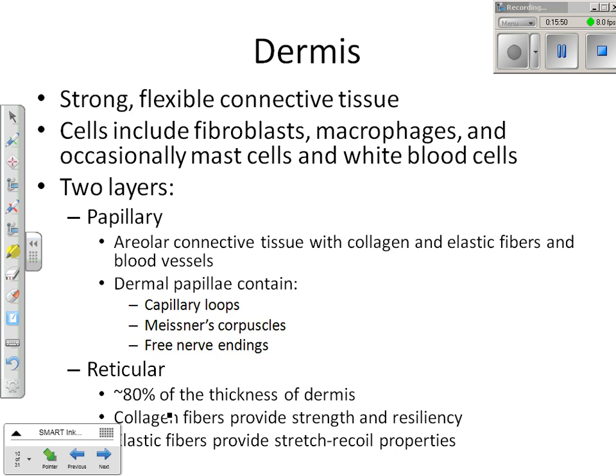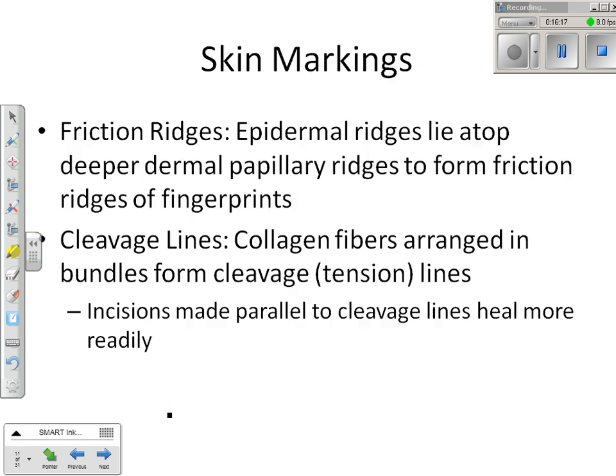You also see Meissner corpuscles and free nerve endings right here in this area for touch and vibration. The reticular layer is the much thicker layer. 80% of the dermis is the reticular layer. Lots of collagen fibers here for strength and resiliency. Remember, when we think collagen fiber, we think high tensile strength. We also have elastic fibers for stretch and recoil properties, so stretchiness is important here.